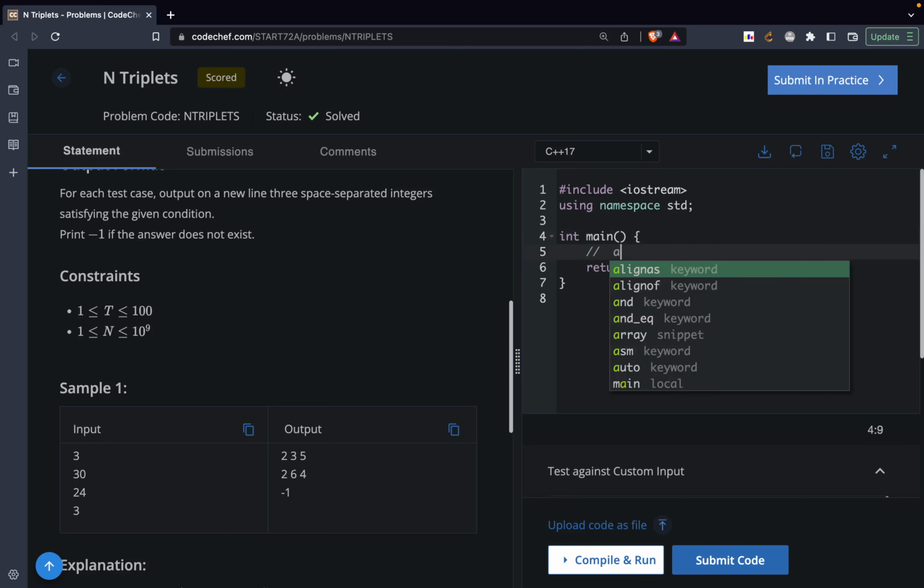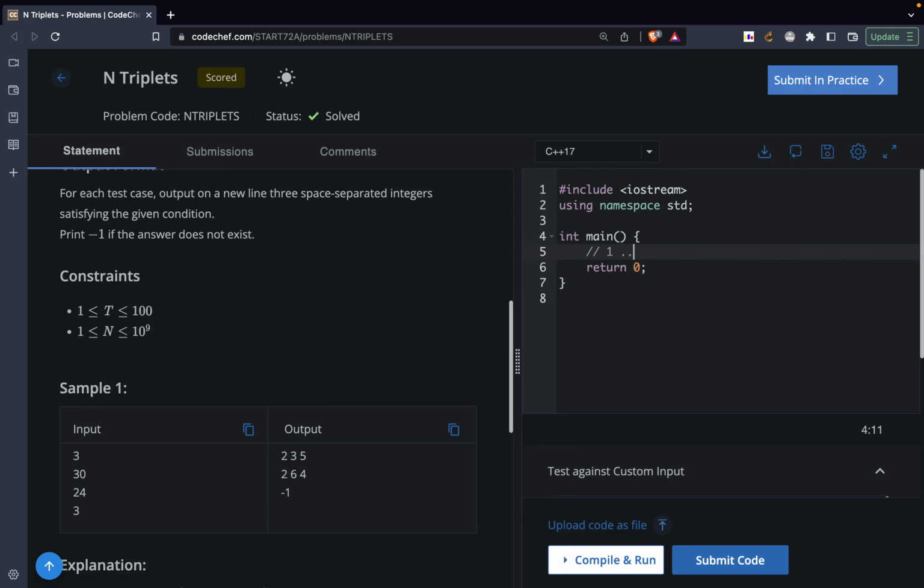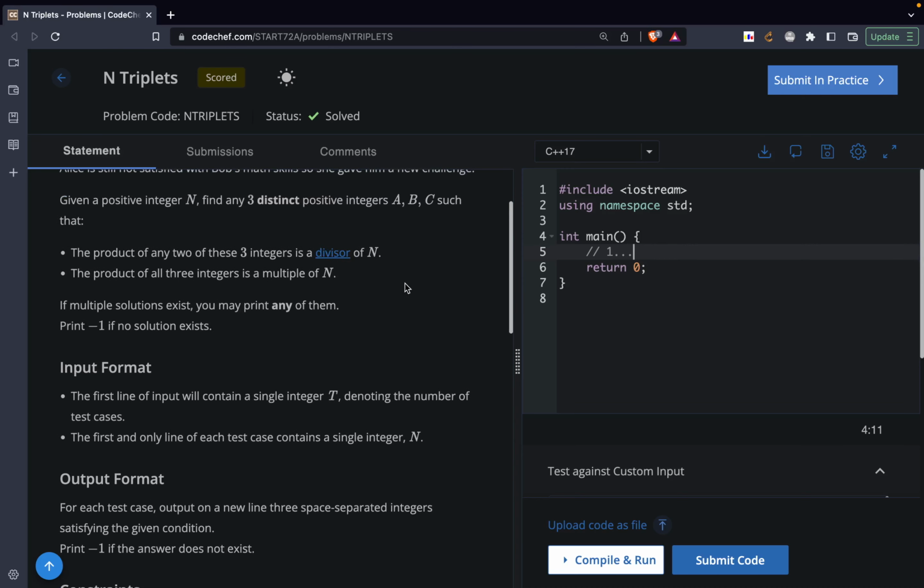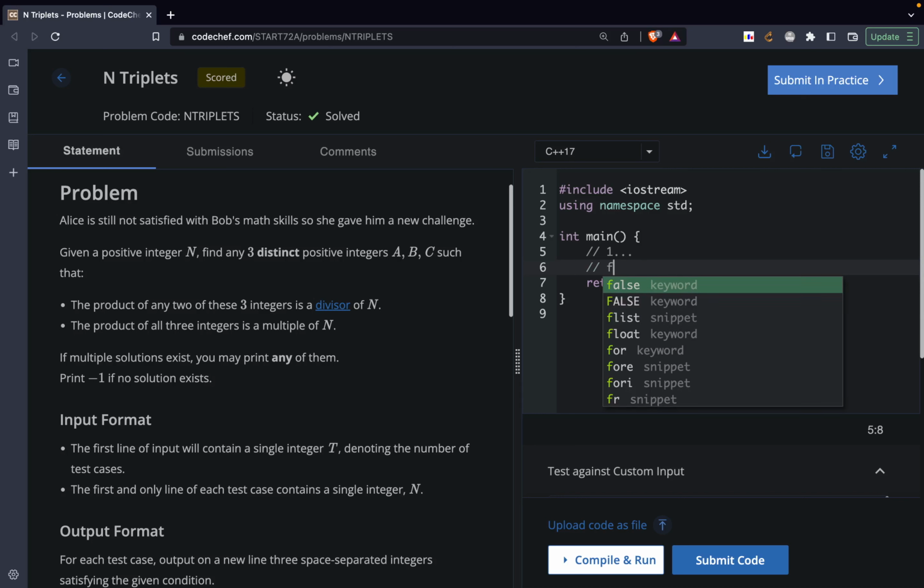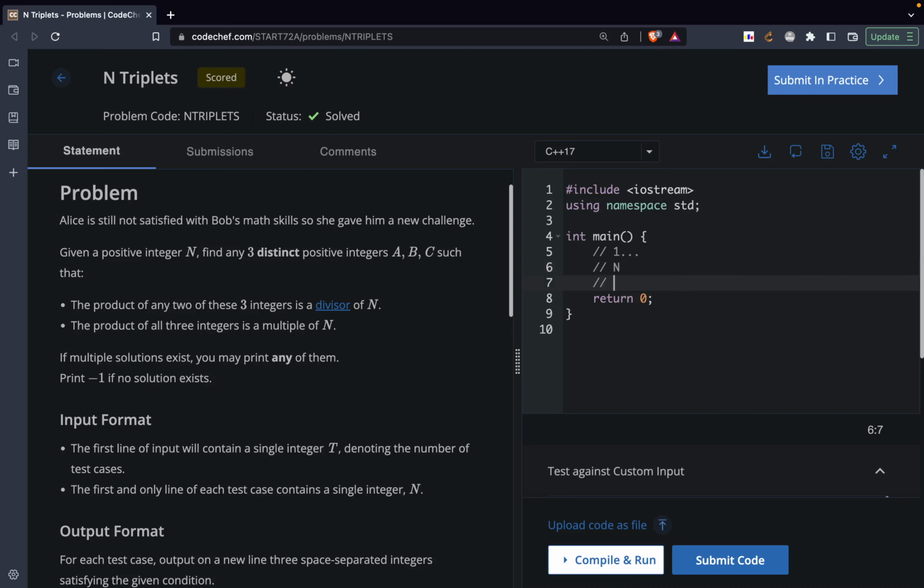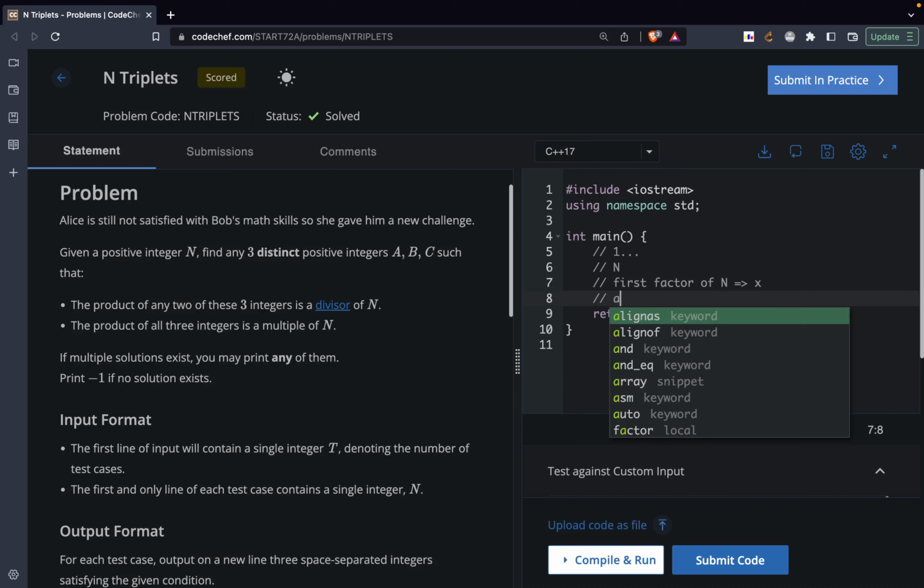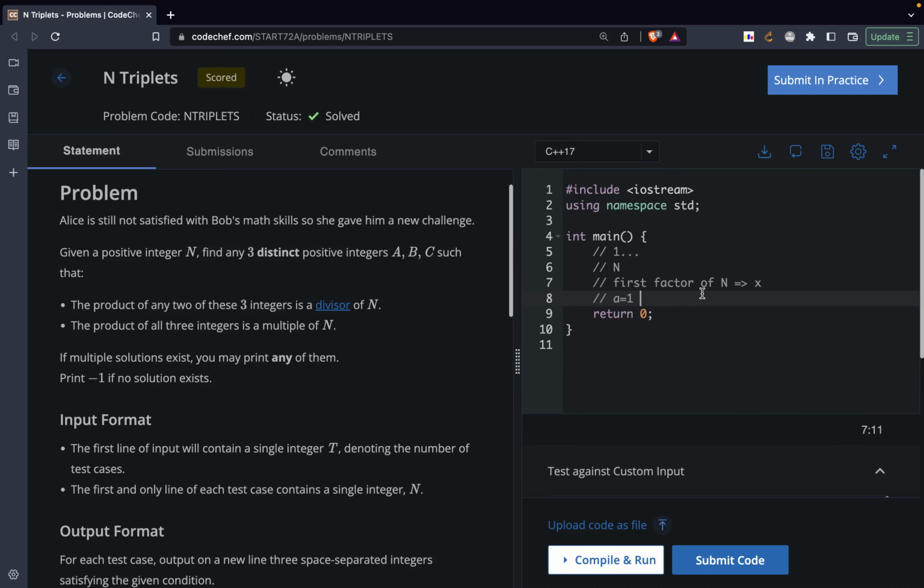A trivial observation is that 1 is always a divisor of everything, so 1 can be in our answer, since the answer they are expecting is just positive and there is no constraint that it cannot be 1, so we can have 1 as one of our answers. Secondly, we'll try to find the factors of n. Let's say the first factor of n that we were able to find was x. With this knowledge, a can be 1, b can be x, and c can be n divided by x.